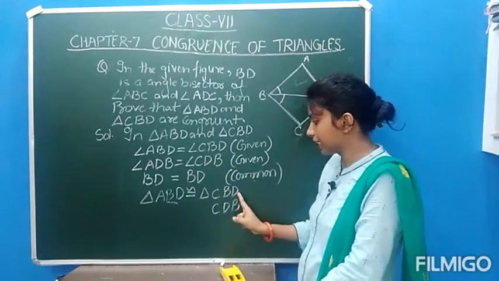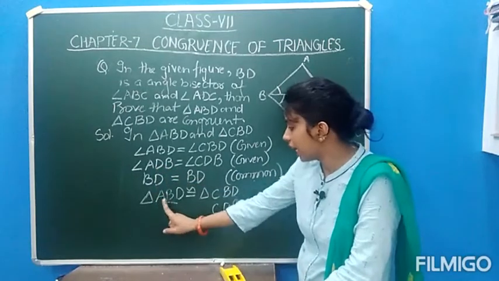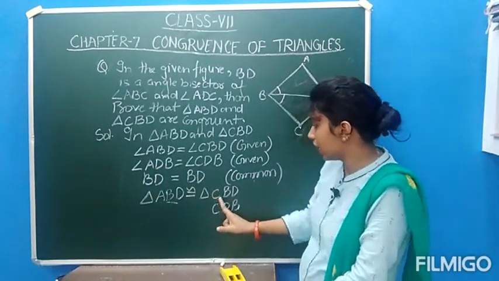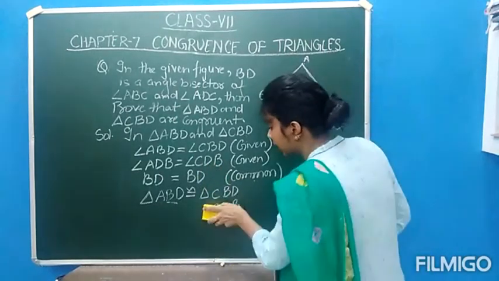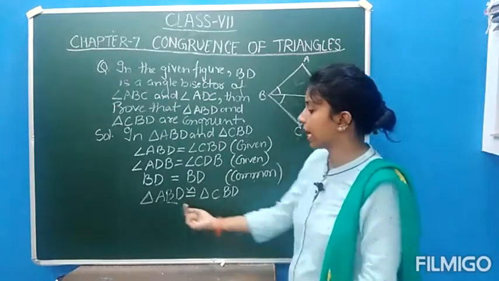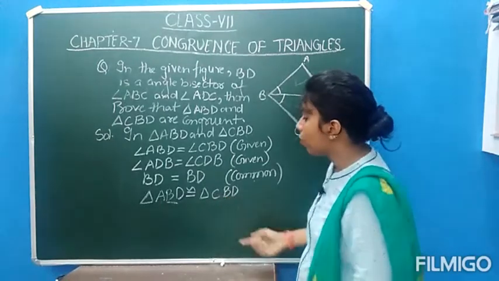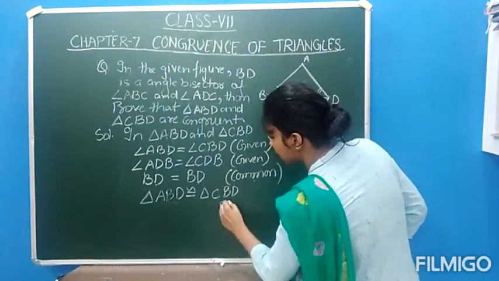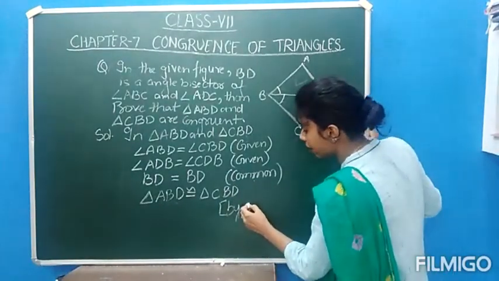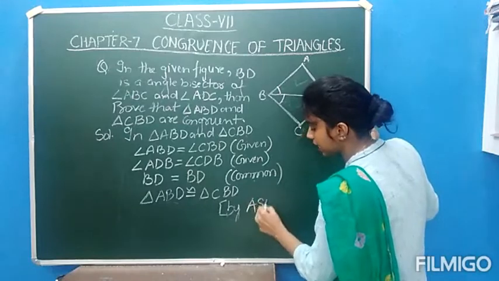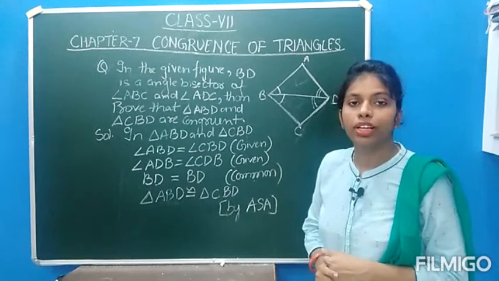So CBD satisfies this first. Second is ADB, ADB is equal to CDB. So CBD satisfies all the things, so it is going to be congruent: triangle ABD is congruent with triangle CBD. We have to give the reason also. So what is the reason? By the criteria A as A, we can say that these two triangles are congruent to each other.